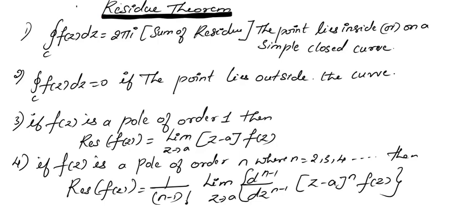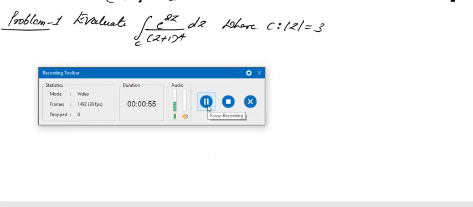If the pole is of order 1, use the third formula. If the pole is of order n, kindly use the fourth formula. So this is the basic introduction of what we are supposed to learn.